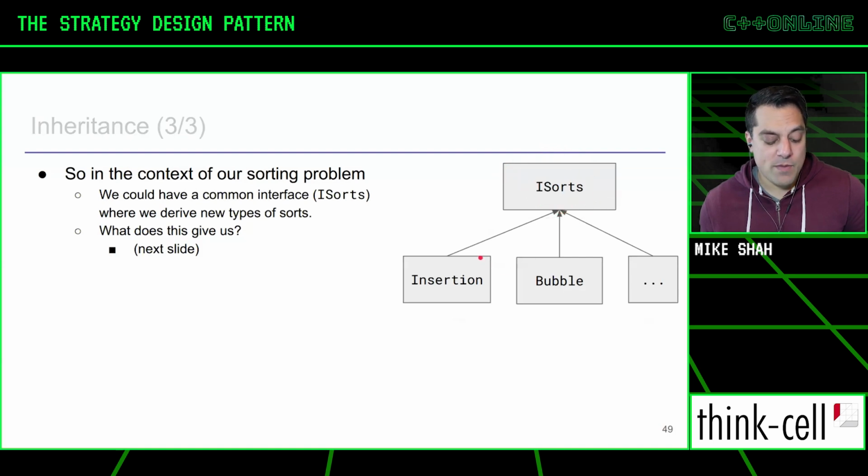And we basically want to implement these different sorts. So I'm going to have insertion sort, bubble sort, quick sort, etc. that all have this common interface. And then ideally, I'll be able to change the actual sort based off of this interface.